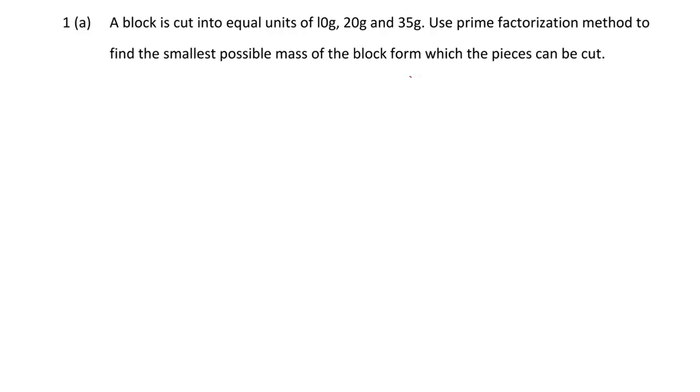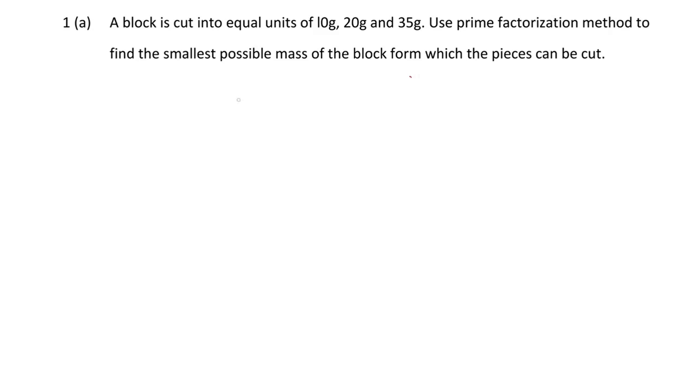Question number 1, part A. A block is cut into equal units of 10 grams, 20 grams, and 35 grams. Use prime factorization method to find the smallest possible mass of the block for which the pieces can be cut. Okay, so this is the LCM problem.